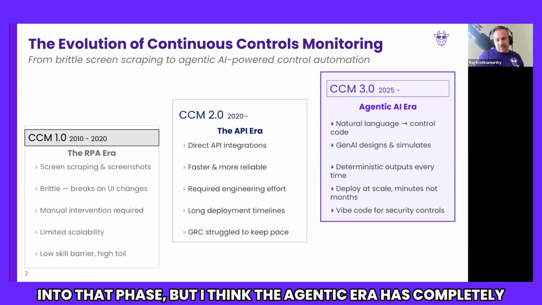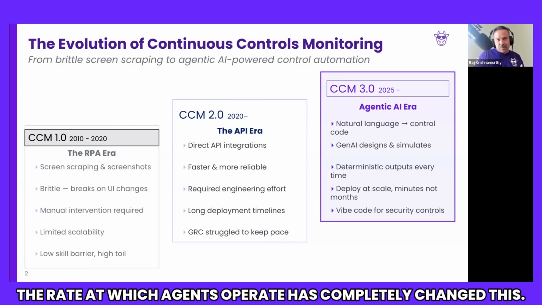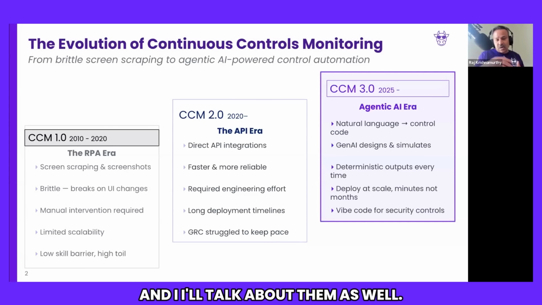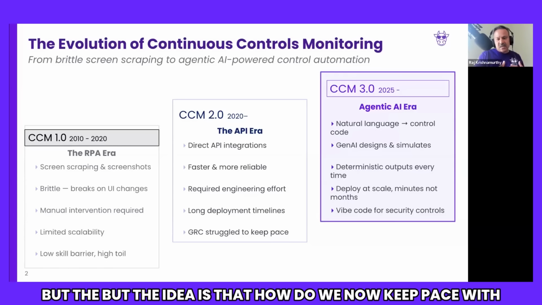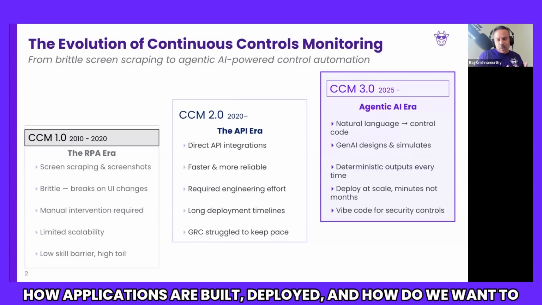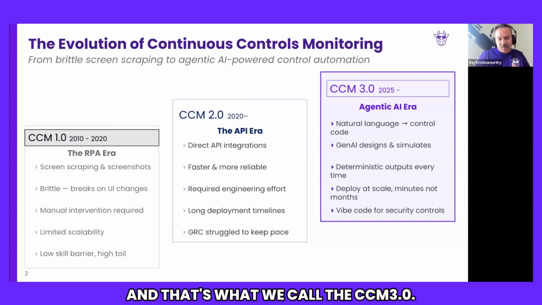But the agentic era has completely changed this. The rate at which agents operate has completely changed this. There are some challenges with CCM 2.0, and I'll talk about them as well. But the idea is how we keep pace with this exponential rate of change in how applications are built and deployed, and how we assess risk and compliance for those applications. And that's what we call CCM 3.0.